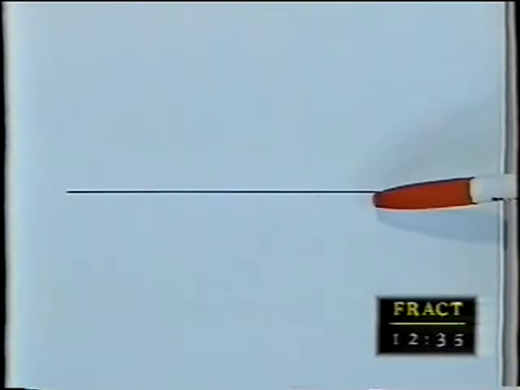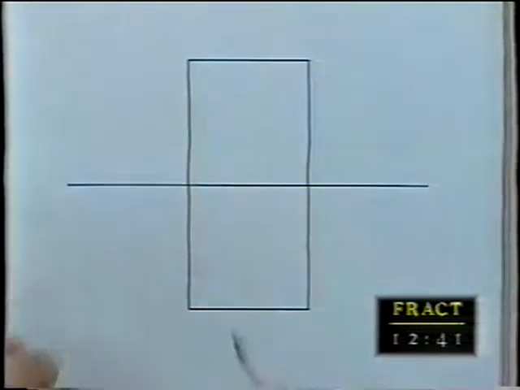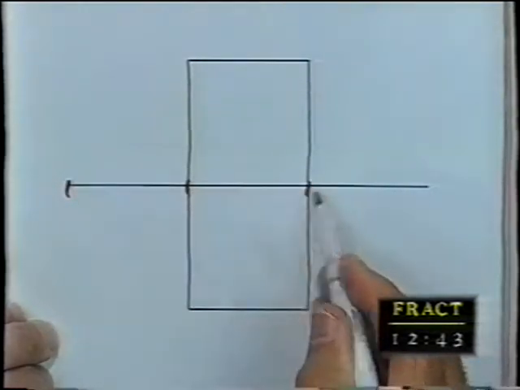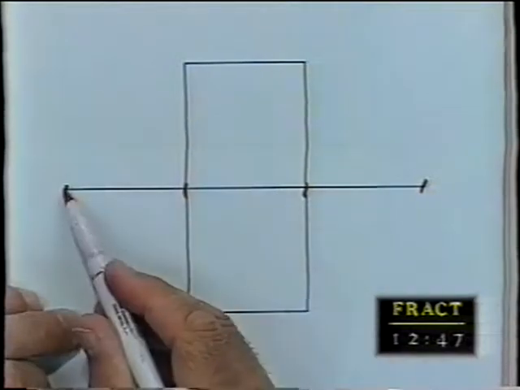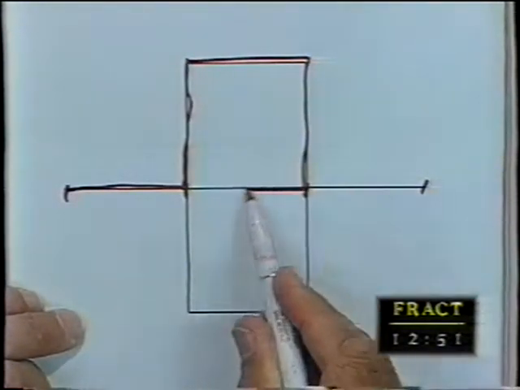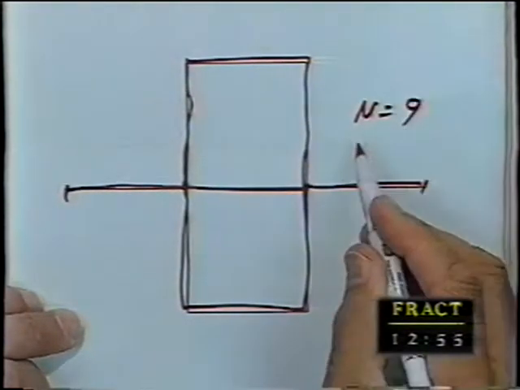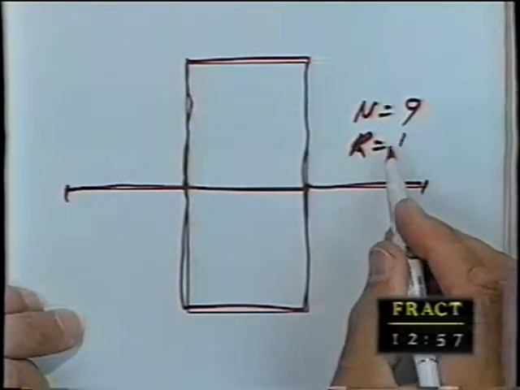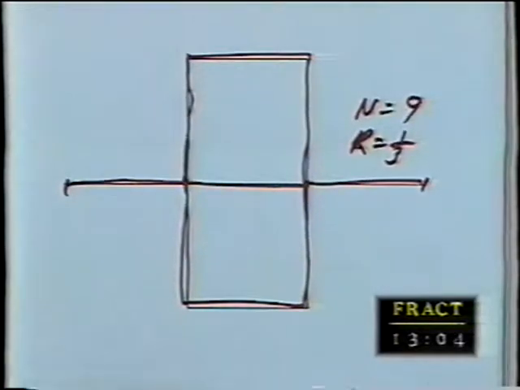The initiator is going to be a straight line. The generator is going to be, length is 1/3 of the total. We have 1, 2, 3, 4, 5, 6, 7, 8, 9. N is 9, R is 1/3. So log 9 over log 3 turns out to be 2. Well, why is that 2?